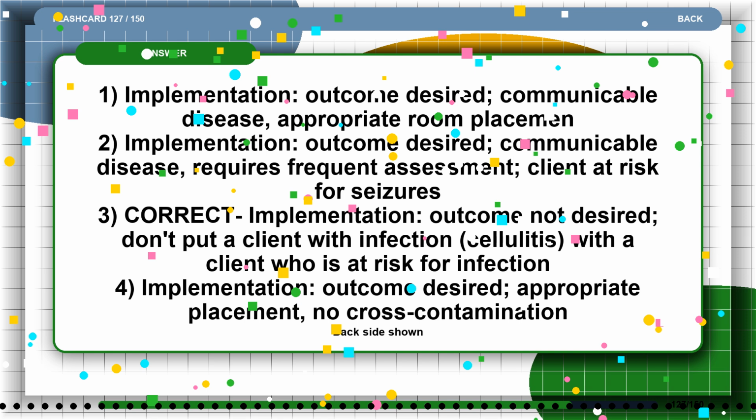3. Correct implementation. Outcome not desired. Don't put a client with infection, cellulitis, with a client who is at risk for infection. 4. Implementation. Outcome desired. Appropriate placement. No cross-contamination.